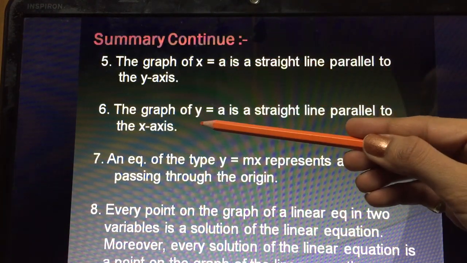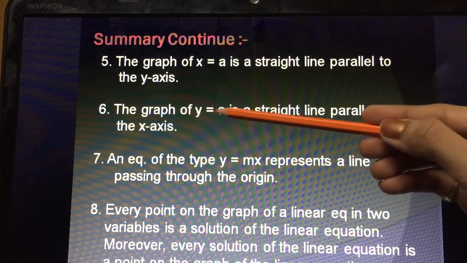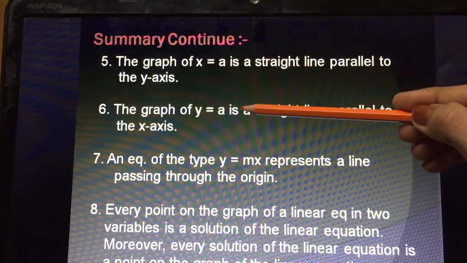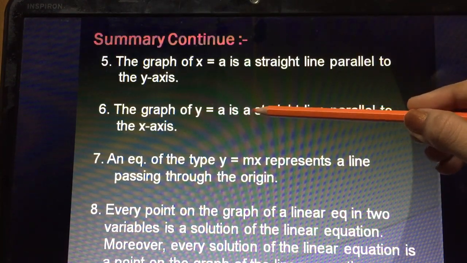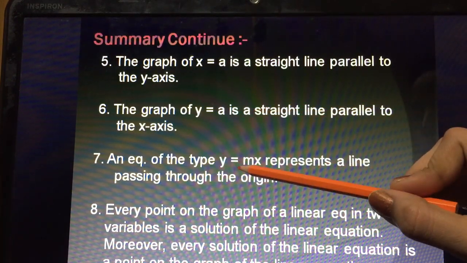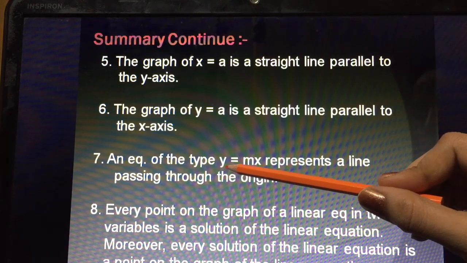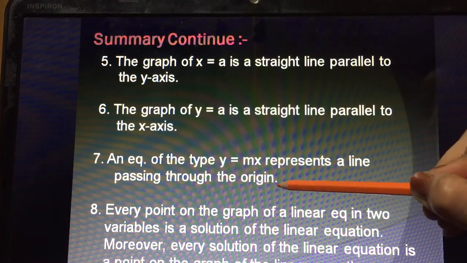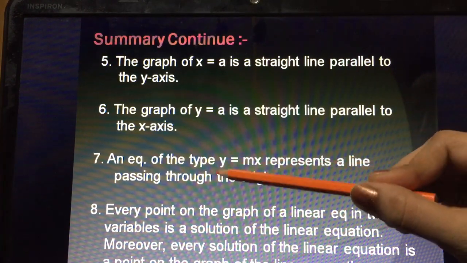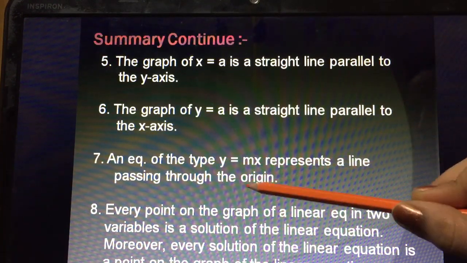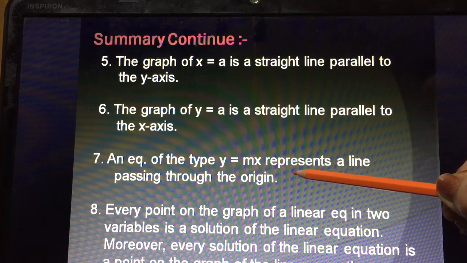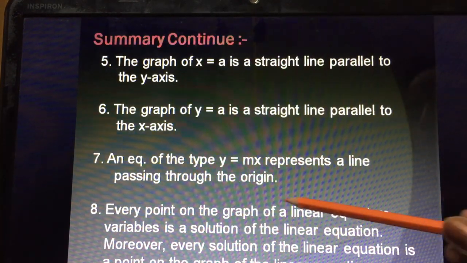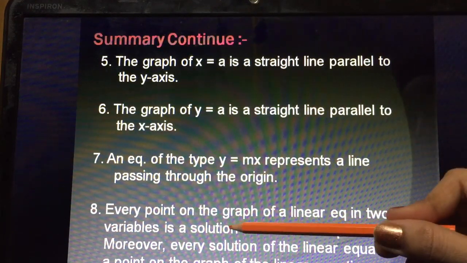Reverse of it, the graph of the equation y equal to a is a straight line parallel to the x-axis. This we justified in this presentation only, so you can refer to that. Seventh point, an equation of the type y equal to mx represents a line passing through the origin. So if you have an equation like this, that means it is a line which is passing through the origin. What is your origin? 0, 0 coordinates.